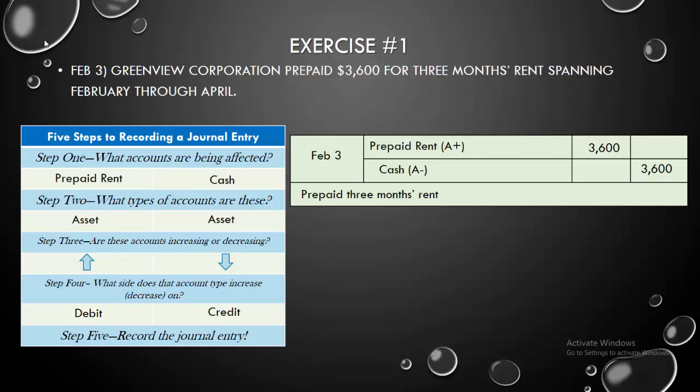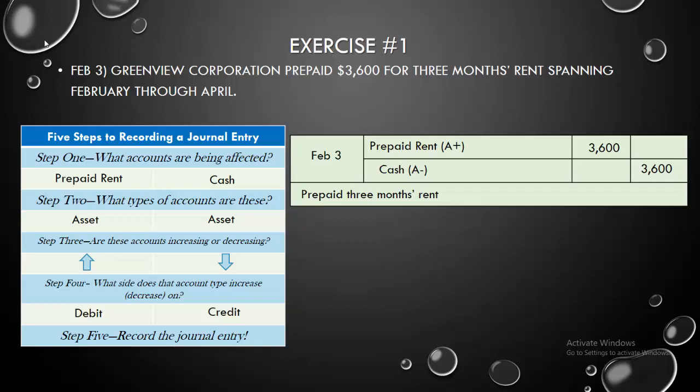And the next journal entry, on February 3rd, Greenview Corporation is going to prepay $3,600 for 3 months of rent, spanning the months of February through April. So we can't record this as rent expense because we haven't used it yet. We can't put the expense on the books until the period where it actually helps us earn revenue. So at this point, it's not an expense. What it is, is an asset. It's something we're going to use in the future to help us make revenue.